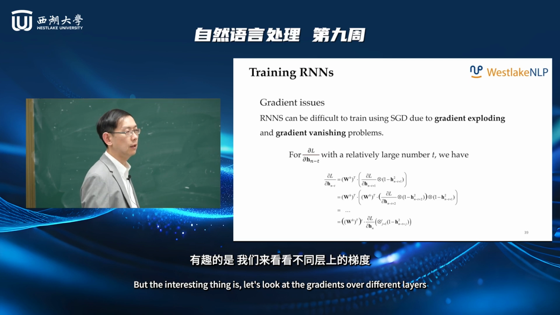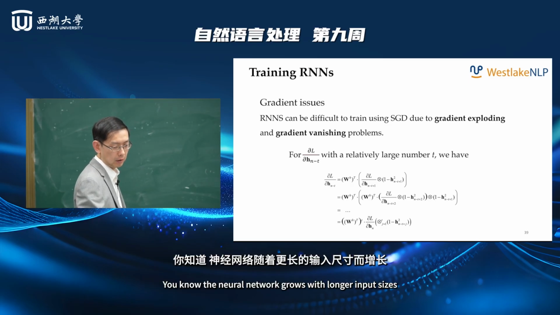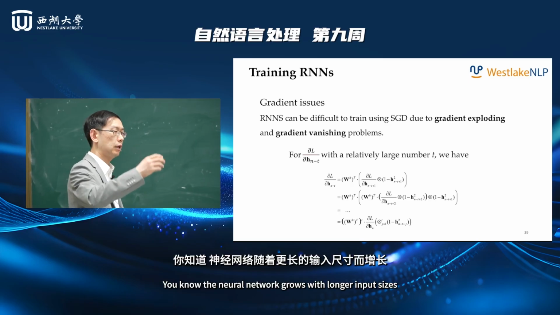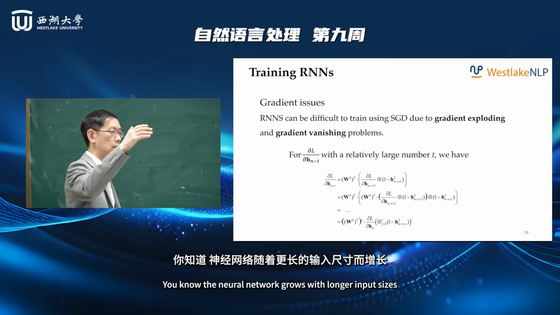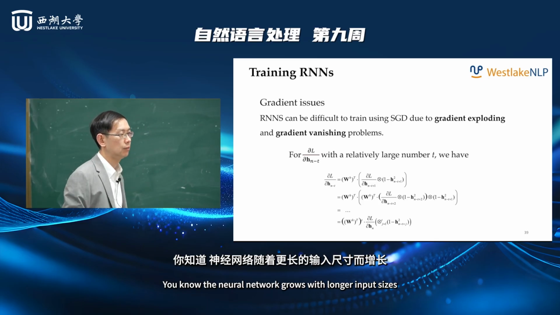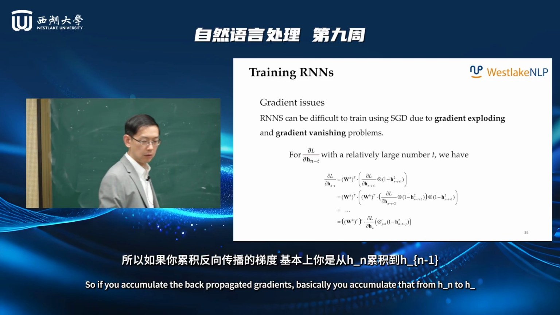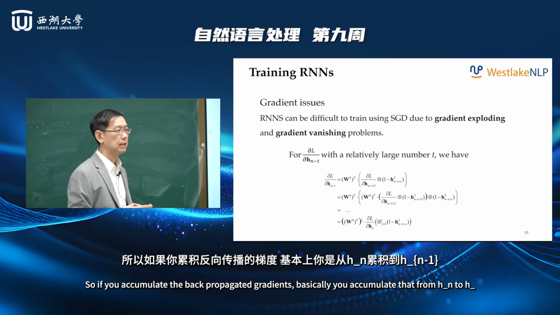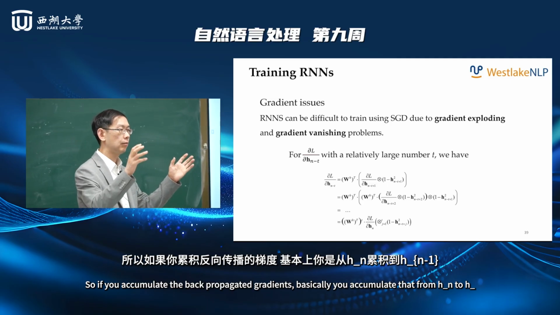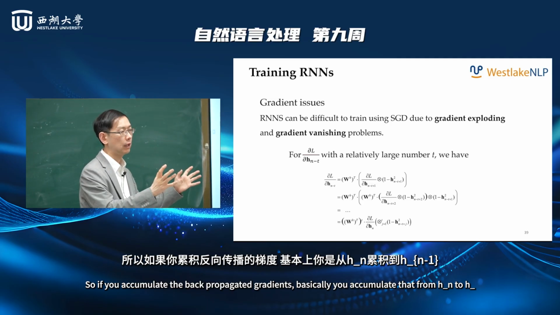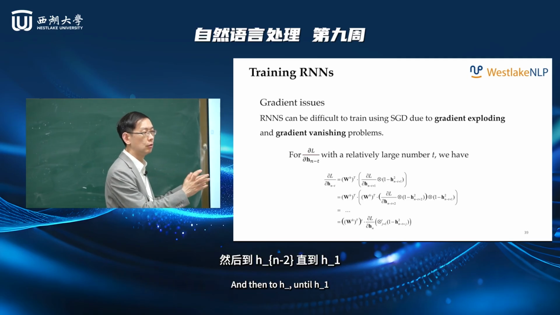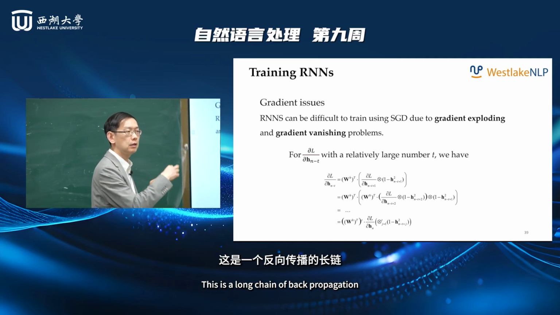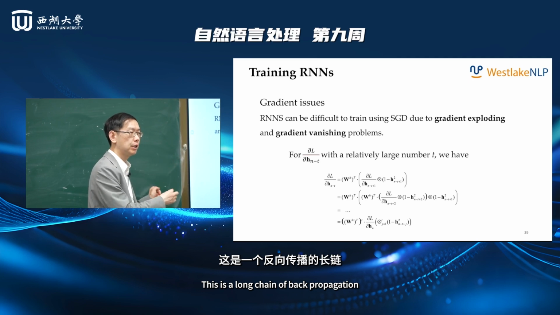But the interesting thing is, let's look at the gradients over different layers. The neural network grows with longer input sizes. So if you accumulate the backpropagated gradients, basically you accumulate that from Hn to Hn minus 1, right? And then to Hn minus 2 until H1. This is a long chain of backpropagation.